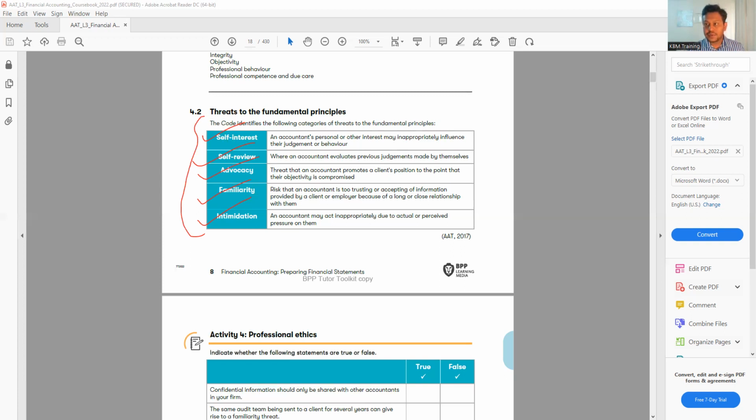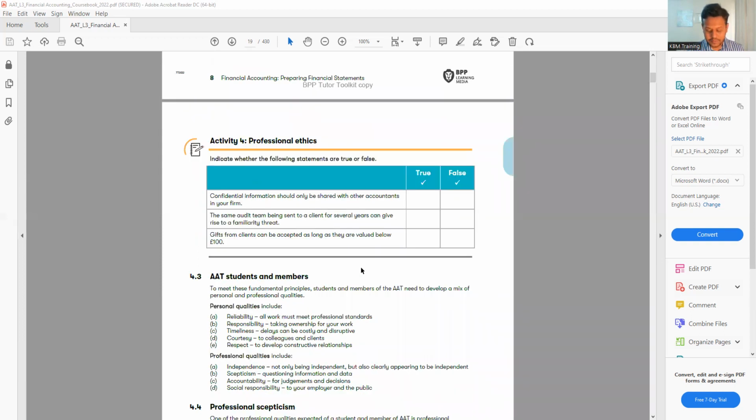All right, let's move on to the next question we have. Activity four, let's try that. On activity four, we have a true or false question. Indicate whether the following statements are true or false. Confidential information should only be shared with the other accountant in your firm. You see, this question is very tricky. It looks like it is true, but it is not true. Remember that it is not false. So confidential information is only shared within your firm.